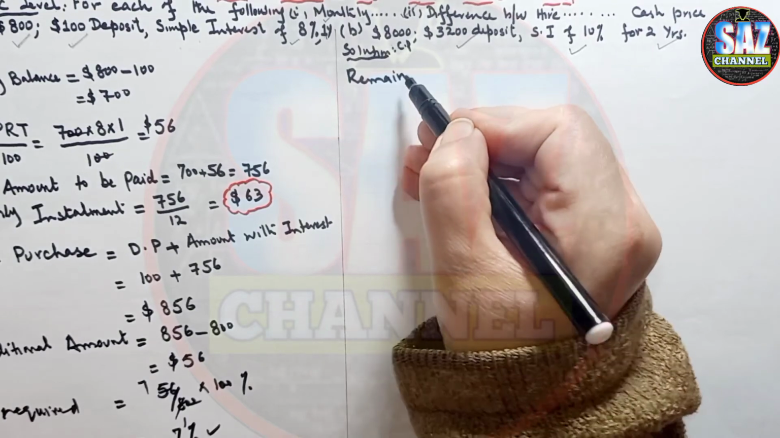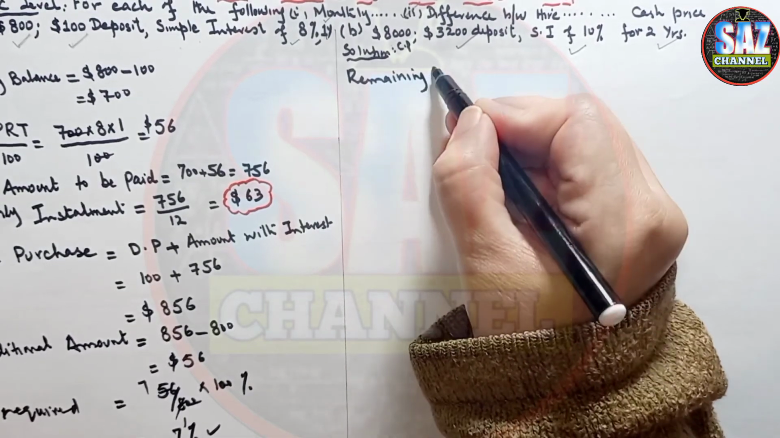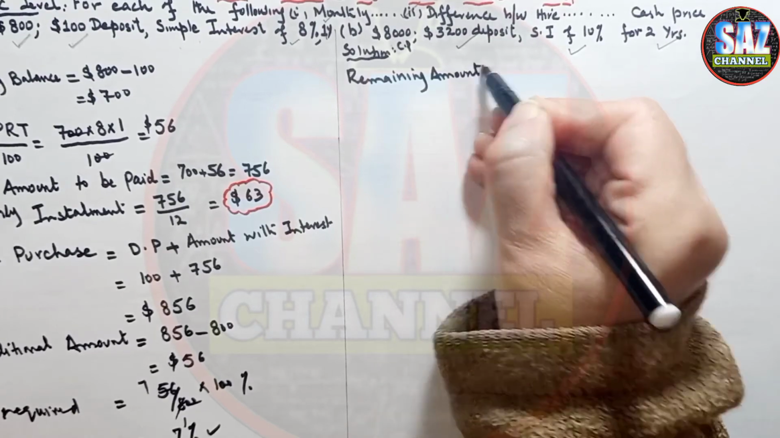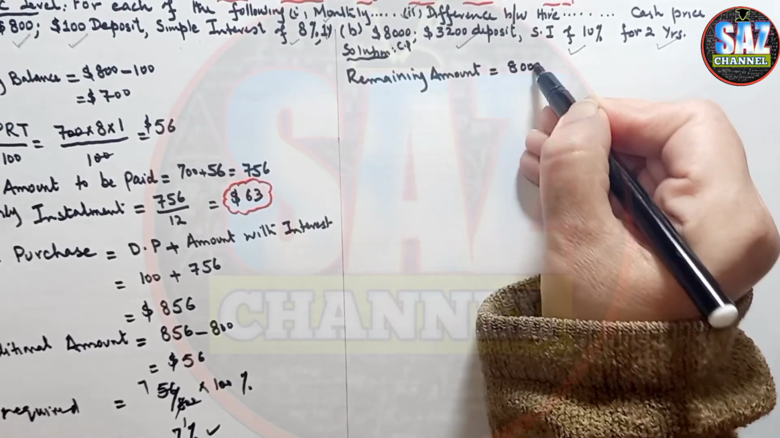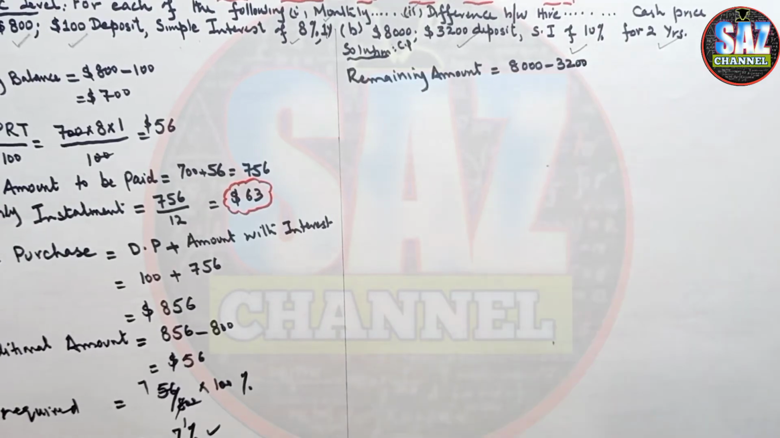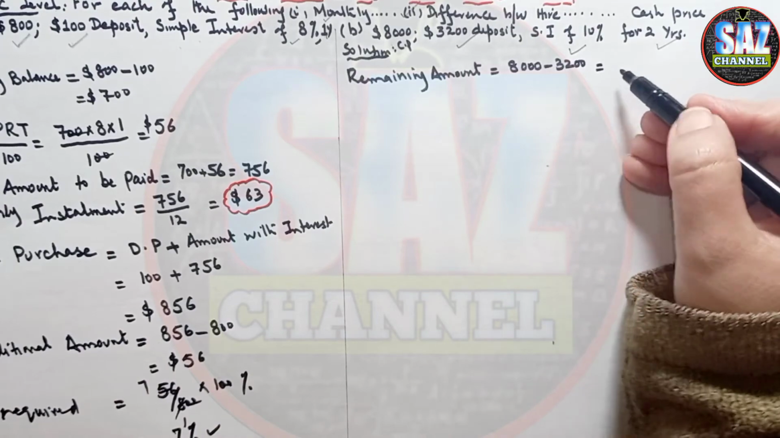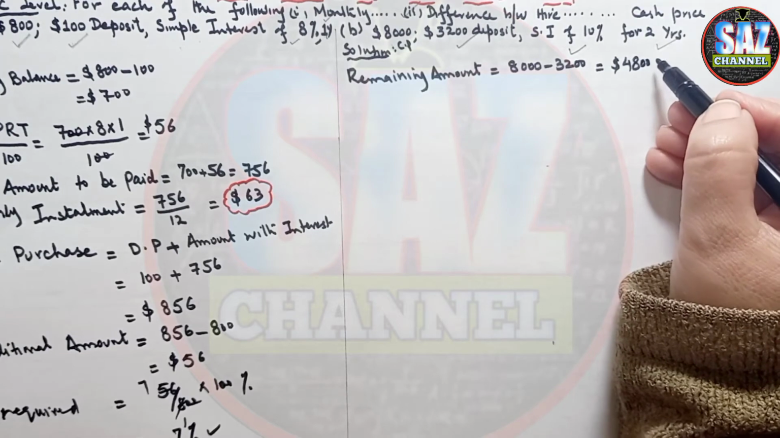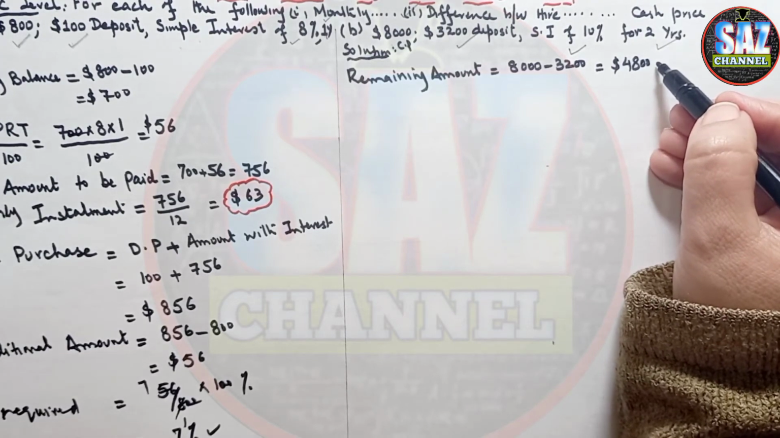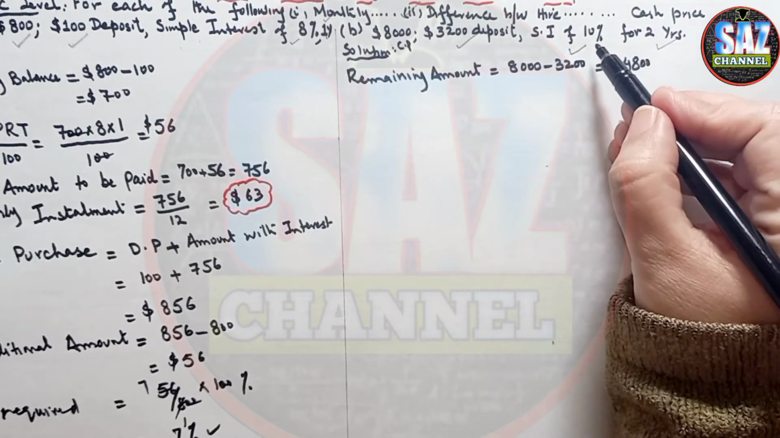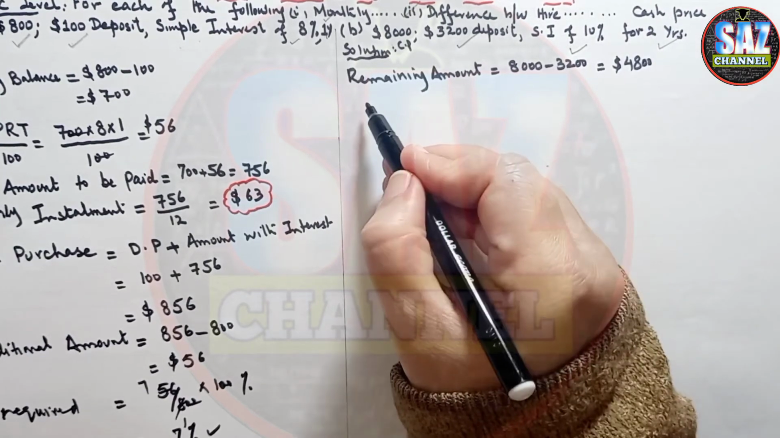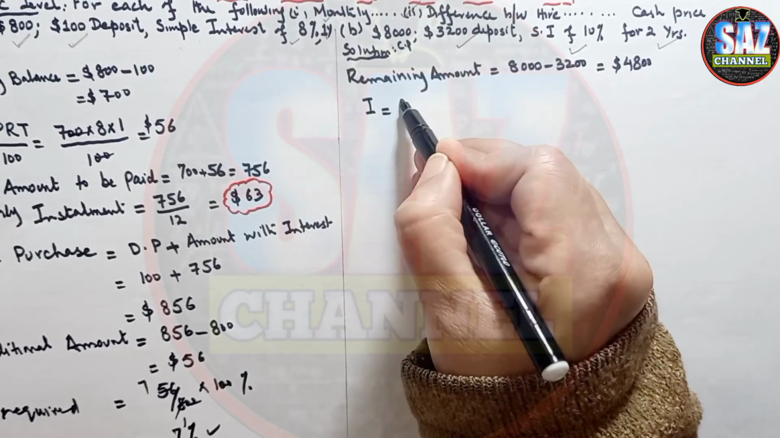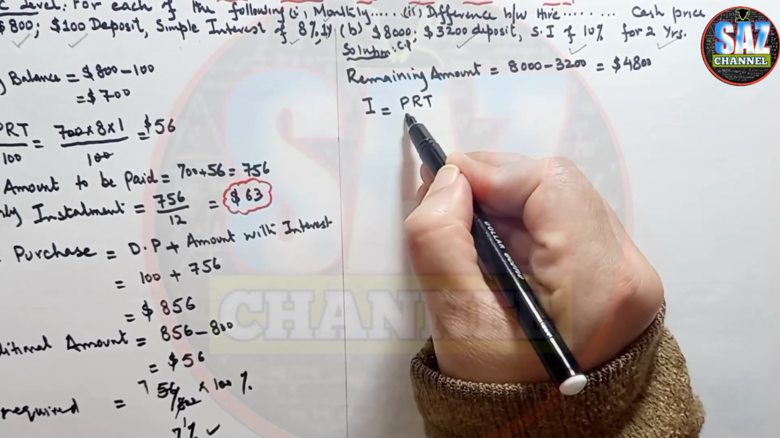Remaining amount equals 8,000 minus 3,200, and this will give me $4,800. Now on these $4,800, we have to pay the interest with the interest rate 10% for 2 years. So first of all, I'll calculate the amount of interest by using the formula I equals PRT upon 100.